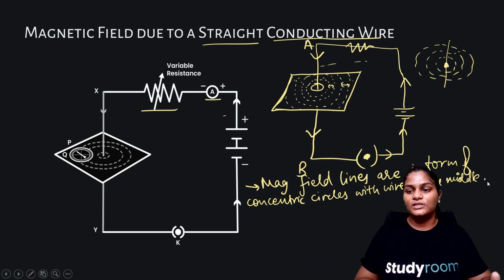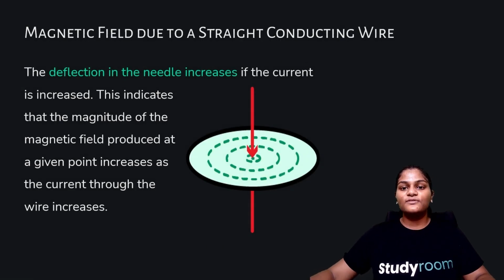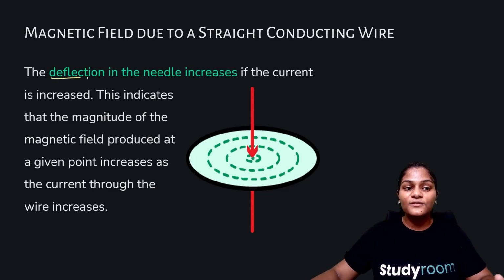We'll study about this. There are some properties given which we are going to do now. Now, look at this. Magnetic field due to a straight current conducting wire, we're going to study about it. So, we see the deflection in the needle.